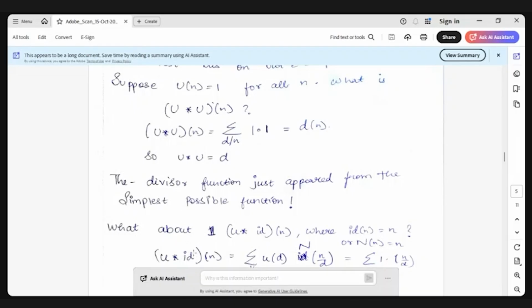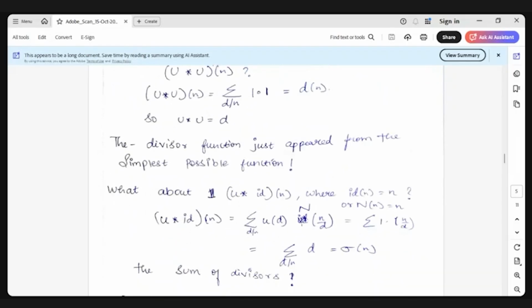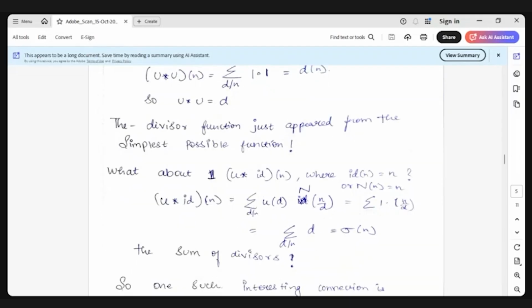u star N of n is nothing but the sum where u of d is always 1, as we know, and N of n by d is n by d. So n by d is nothing but d, because as d runs from 1 to n, n by d is the same as counting the d's. So the sum over d dividing n of d is going to give me all the divisors of n. So that is going to be the summation function. So what we saw is, for d of n, the number of positive divisors, we do u star u of n. For the summation, u star N of n.